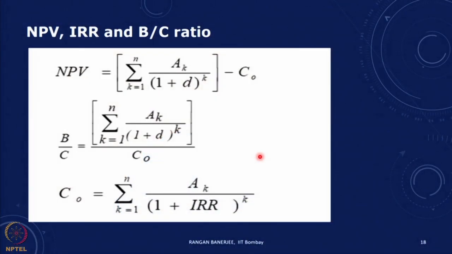Right. So, these are the two indicators, net present value and benefit by cost ratio. There is a third indicator which comes from the same equation, but slightly different. In the case of net present value or benefit by cost ratio, we have to take the discount rate of the company or the individual who is making the decision.